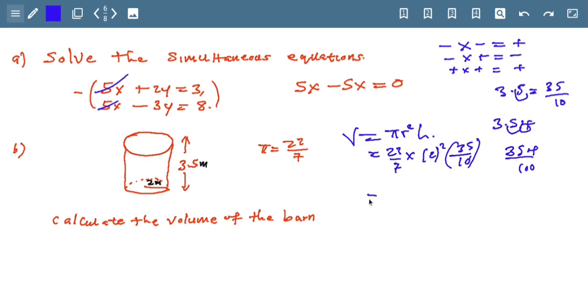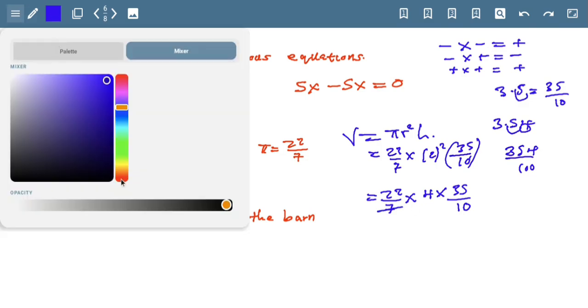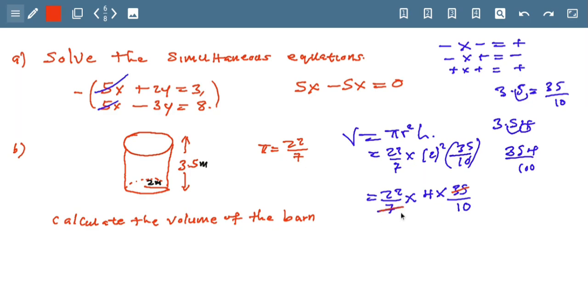So we have 22/7 multiplied by 4 because 2 to the power 2 is 4. Then multiplied by 35 divided by 10. So the next step here is just a matter of us reducing these numbers. So we can say 7 into 35, what are we going to get? 7 into 7, that is 1, then 7 into 35, that is 5. Then from there you can say 2 into 10, that is 5. Then 2 into 22, that is 11.